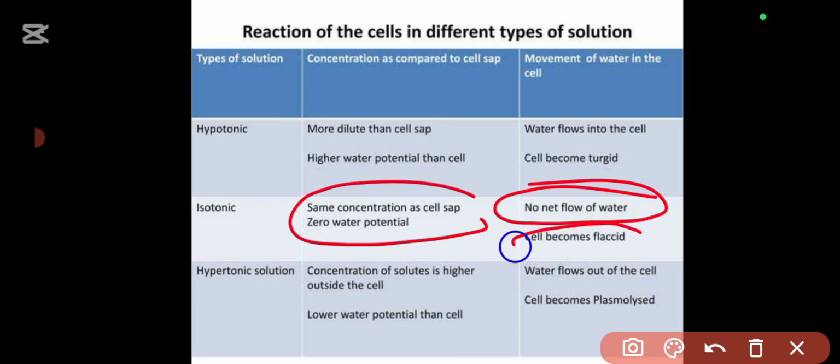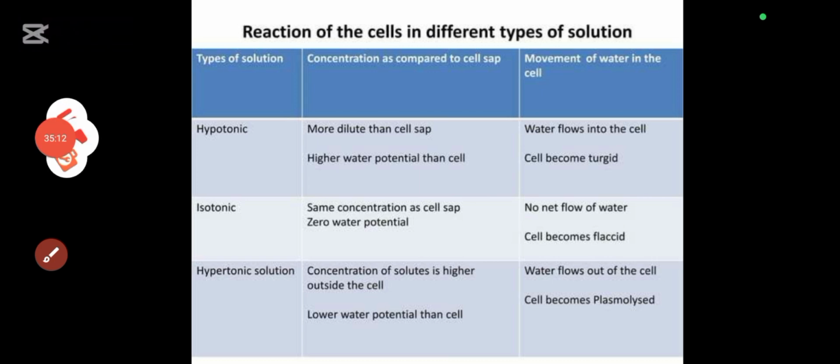So there is no net flow of water, and the cell becomes flaccid. Flaccid means the cell will just remain limp, not turgid. So that is for isotonic solution. There is no net movement and the cell becomes flaccid.